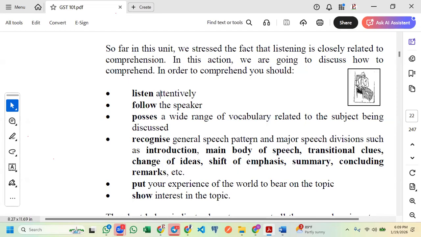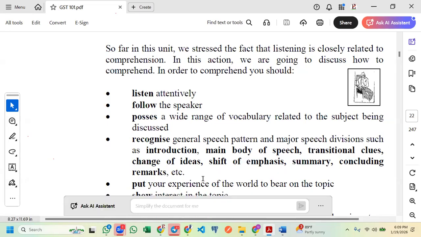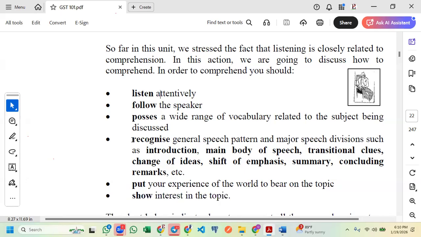Now, recognize general speech patterns and major speech divisions, such as the introduction, the main body of speech, transitional clues, change of ideas, shift of emphasis, and summary, concluding remarks, etc. This is just to tell you that when you are at a seminar or a speech, you should know that a speech has different parts. It's not just that the person will start talking from beginning to end as one whole long script. The speech is divided into divisions.